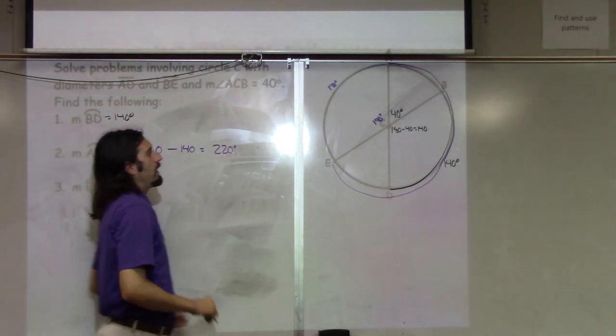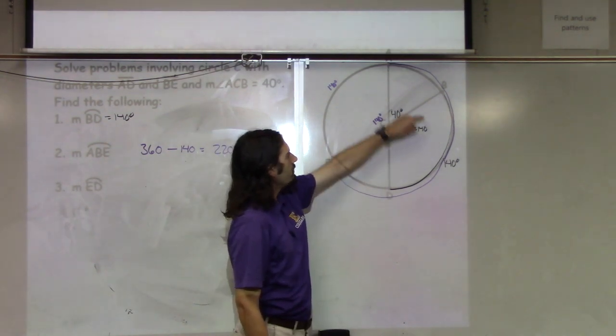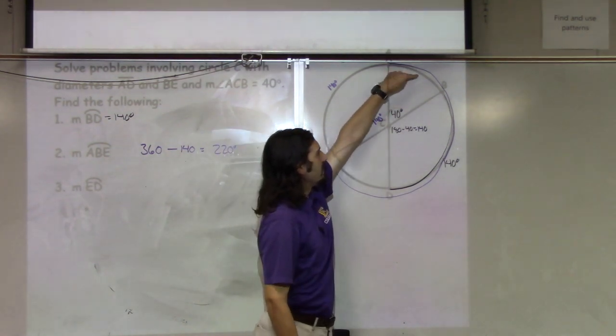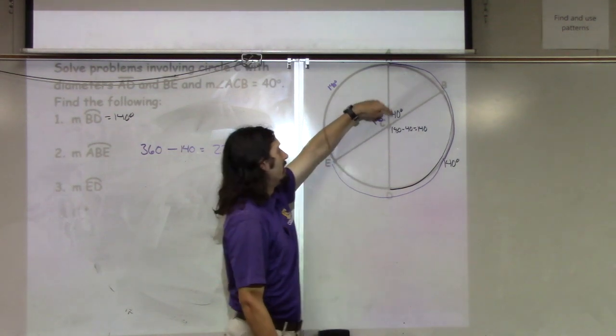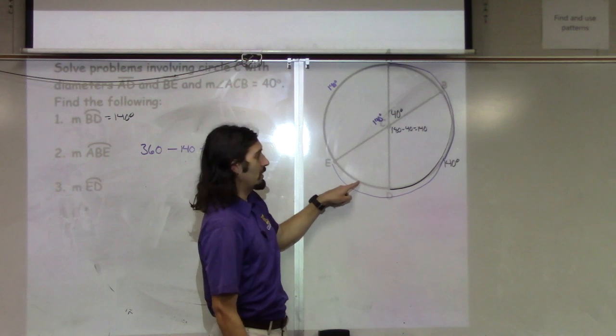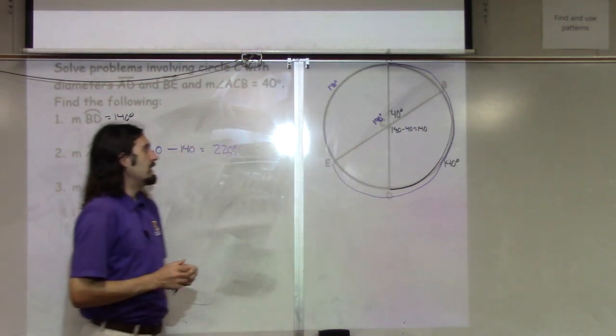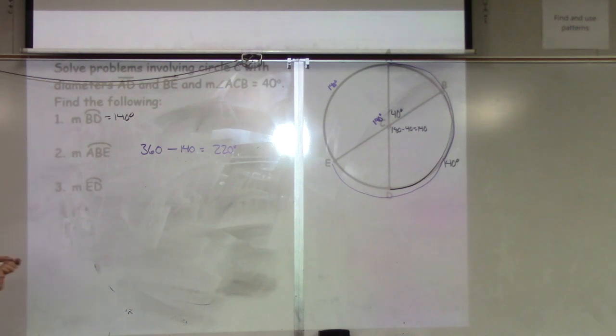You could also add it up in pieces. You know this part in black is a 140. You know this 40 is going to become a 40. You can use vertical angles to move down, and so you know ED is also going to be 40, in which case you can add up those three values as well. So you have a choice there for how to put it together.